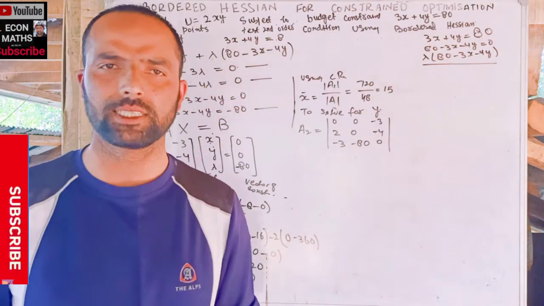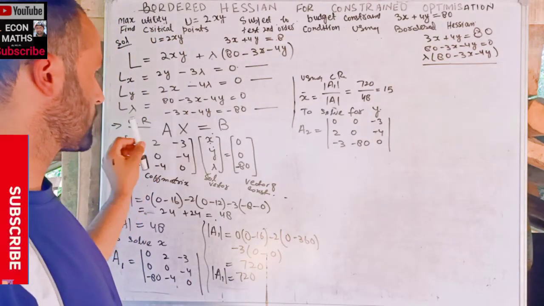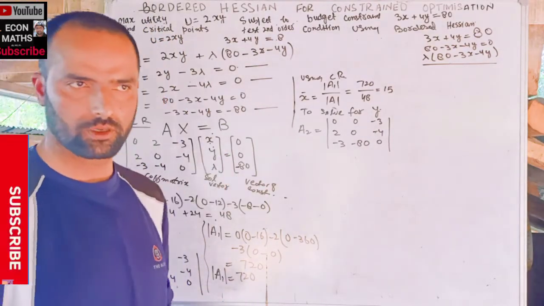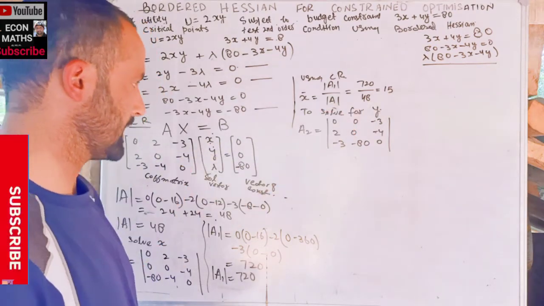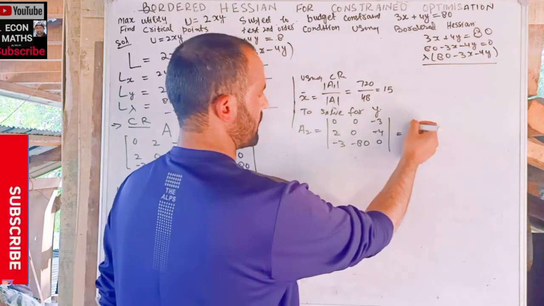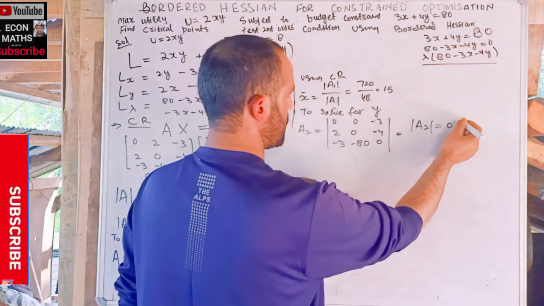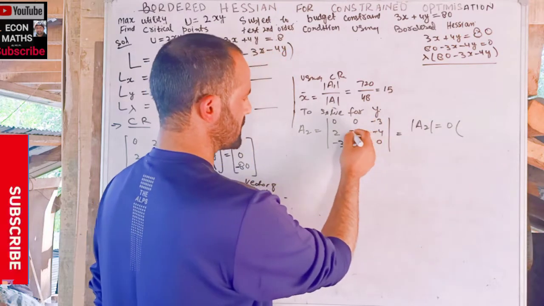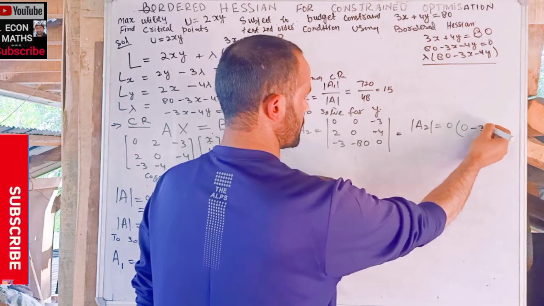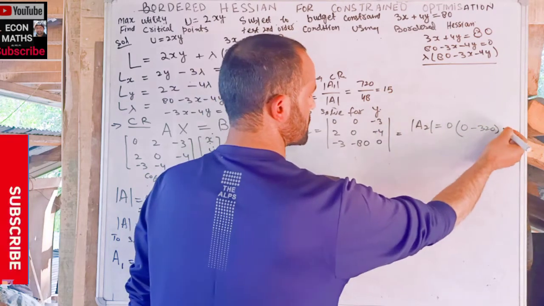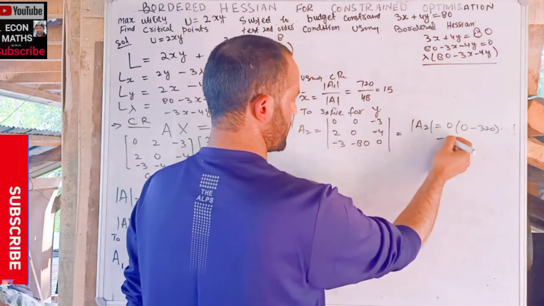So this is the new matrix which is formed by replacing the second column with the vector of constant terms to solve for y, that is for the second element. Now taking the determinant of this A2, which comes out to be 0 into, now, and this is 0 into 0 is 0, minus 320. Now we have 0, minus 0, I will write here minus 0.